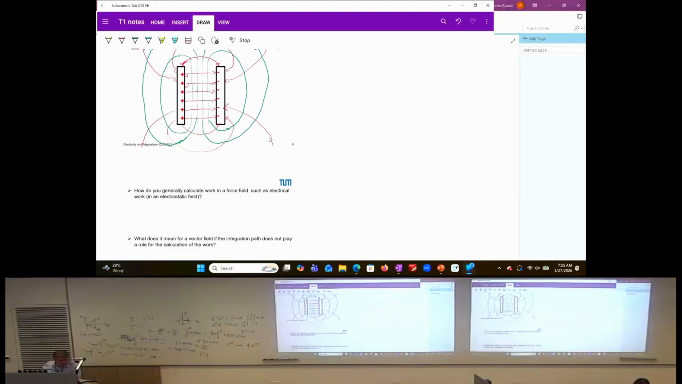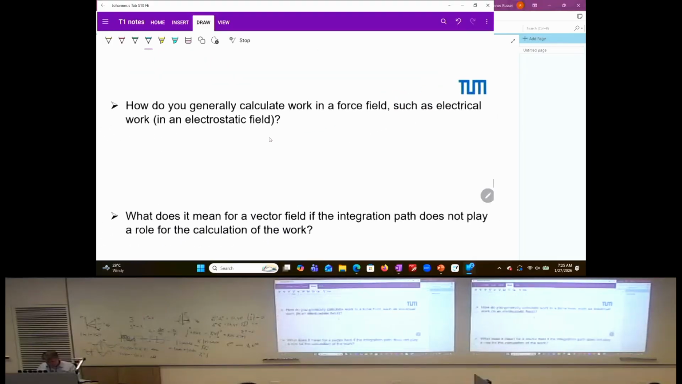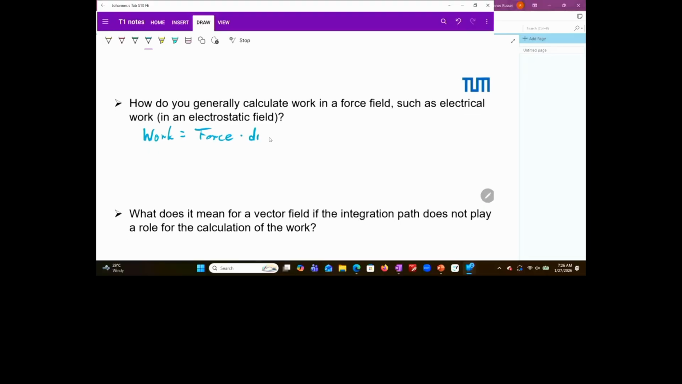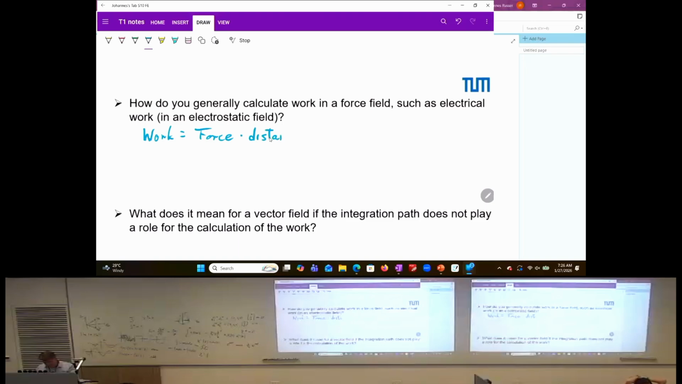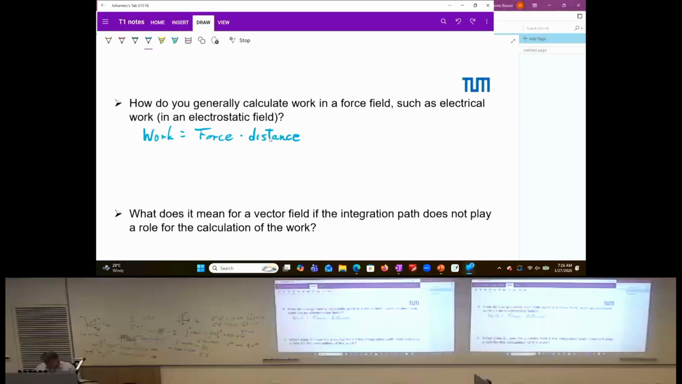So how do you generally calculate work in a force field, such as electrical work? In an electrostatic field, what is the general formula? What is work? What product do we need to take? Yes, force times distance, or displacement. Displacement, actually I like that better. Let's make it the displacement distance.